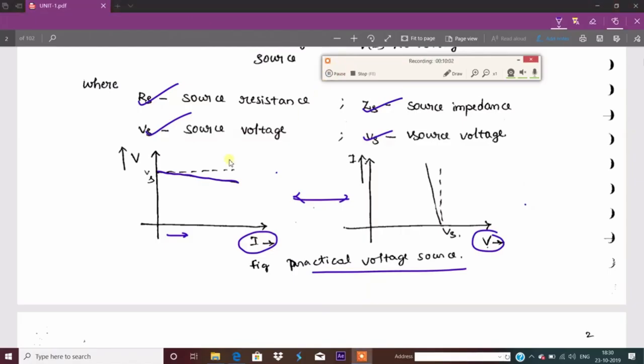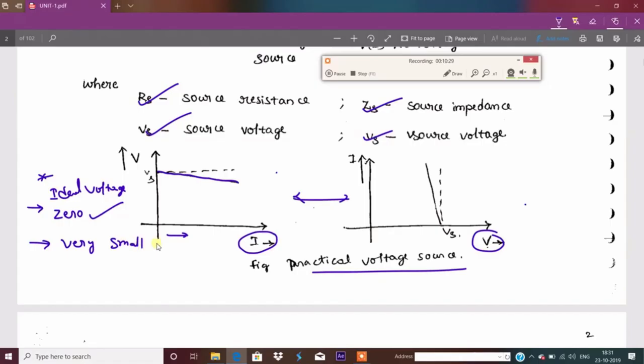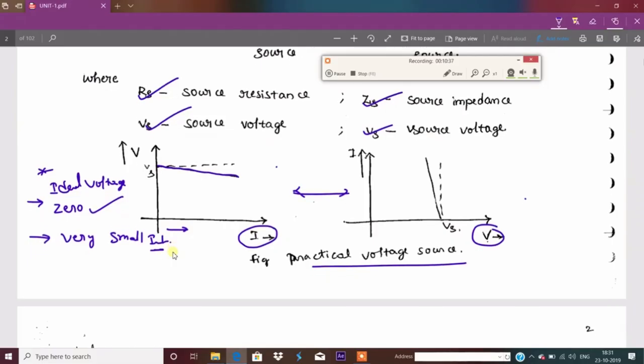One more important point I am mentioning here. Just note it down. If it is an ideal voltage source, the internal resistance of the ideal voltage source is 0. If it is a practical voltage source, a very small internal resistance will be present. So these two points are important in this particular concept.